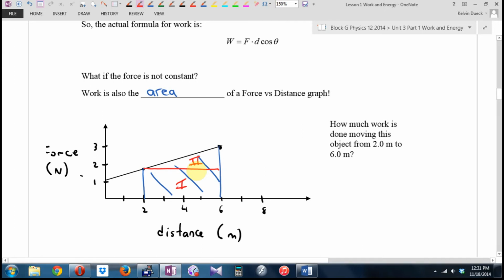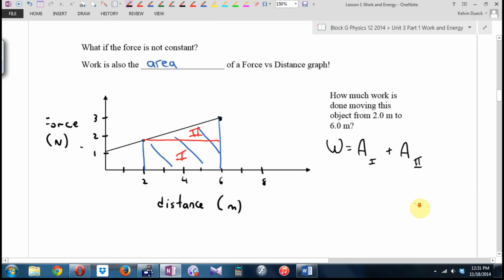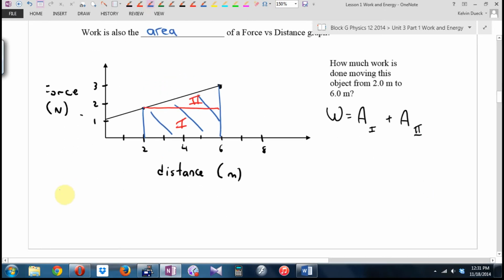How much work? It's the area. Work is going to be area 1 plus area 2. What shape is area 1? Rectangle. What's the area of a rectangle? Length times width. What's the length of rectangle 1? Don't say 6. 4. What's the width of rectangle 1? How far from here to here? It's supposed to be 2. It's a sloppy drawing, but it's meant to be 2.